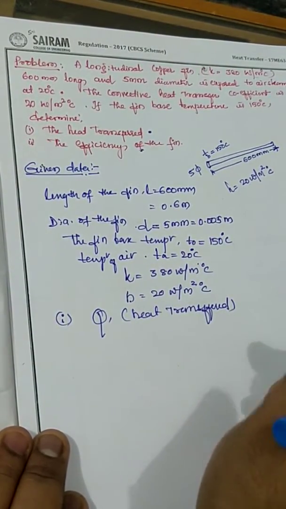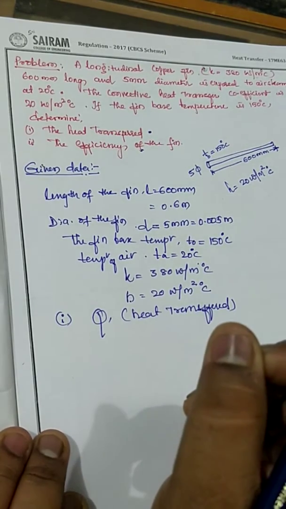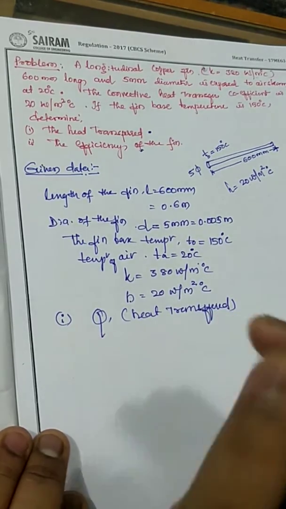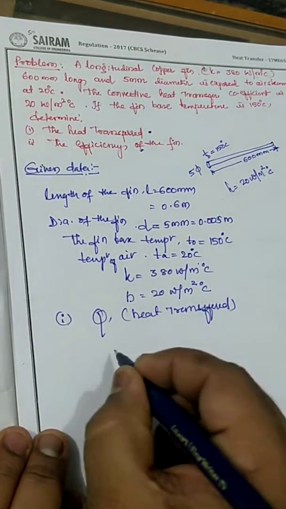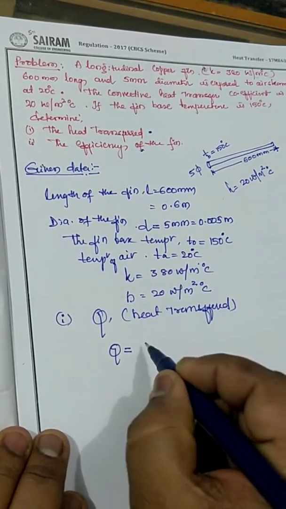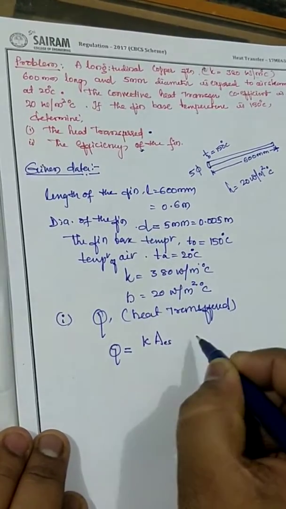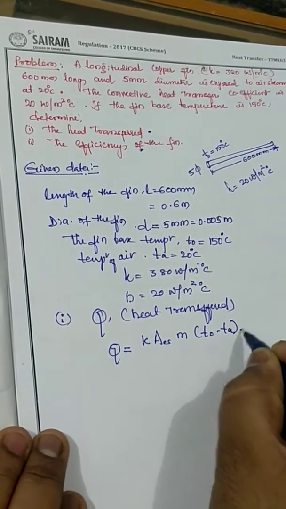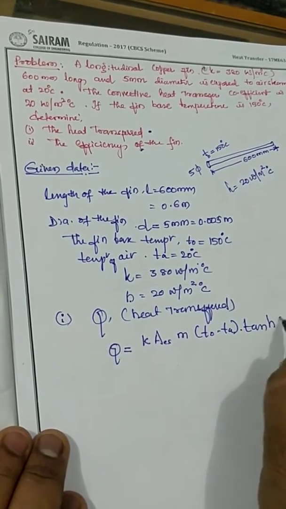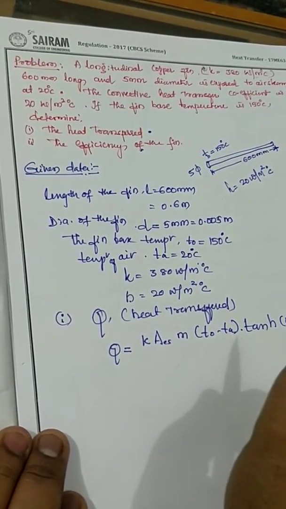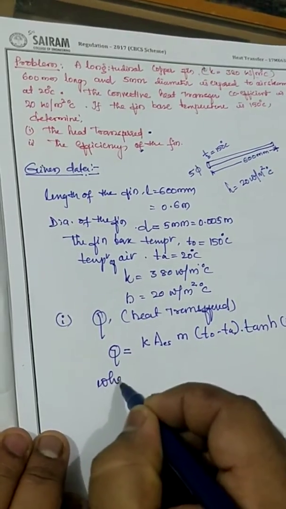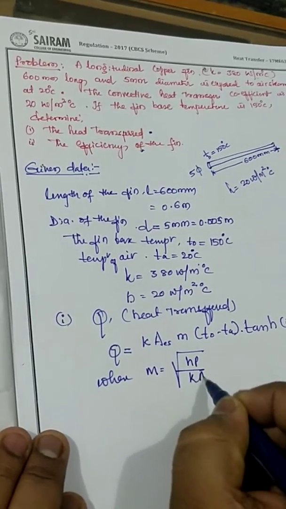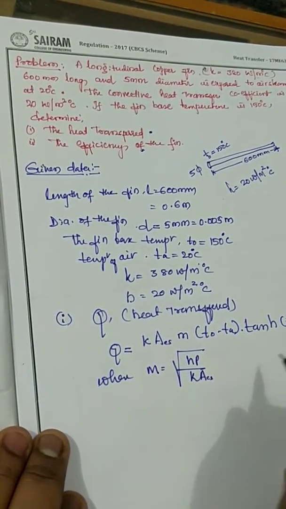So here in the given problem, we have to neglect the heat loss from the end surface, because the heat transfer from the fin is given by a direct equation, that is Q is equal to square root of h P k A cs times (T0 minus TA) times tanh(mL), where m is the parameter, that is square root of hP by kA.